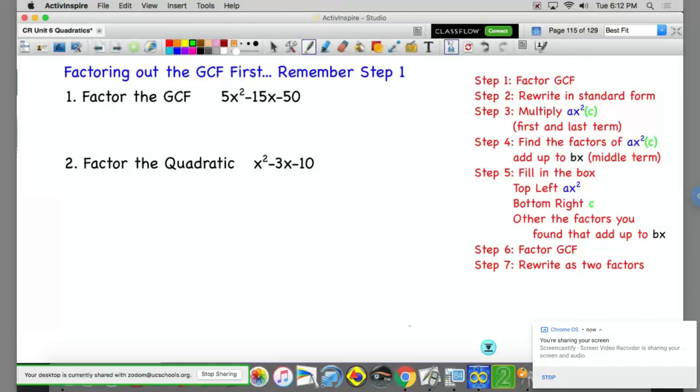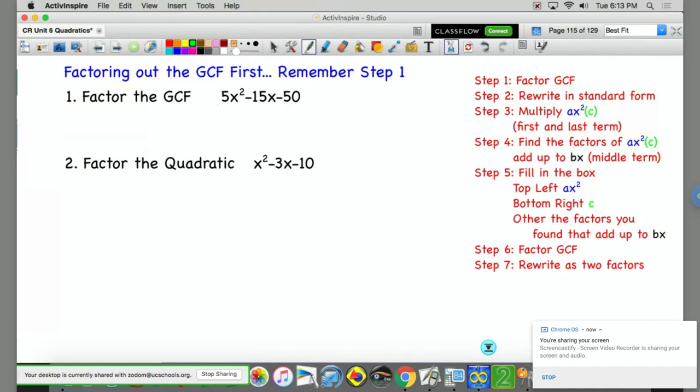Hi guys, so here we are at day 3 of factoring trinomials. And so the focus today is going to be on step 1. So I know that we've been leaving it out at the beginning, but this is also where all the work from last week comes back into play as well. So if we have problem number 1, 5x squared minus 15x minus 50.